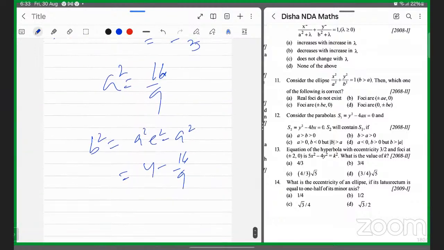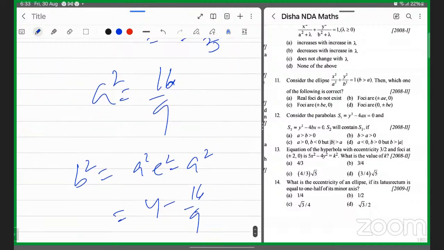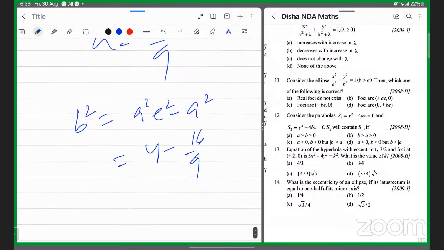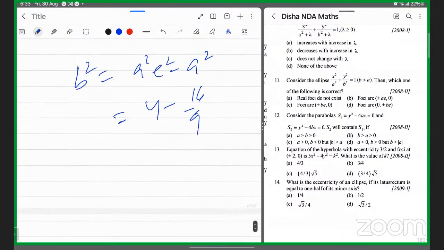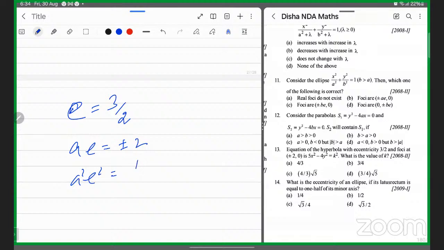No, no, I got the A, sir. I will find the A. The equation will work, sir? Yes, the equations. First, I will find B. Directly compare, sir. E equal to 3 by 2. No problem. AE, focus is plus minus 2. A square e square is 4. Any problem?